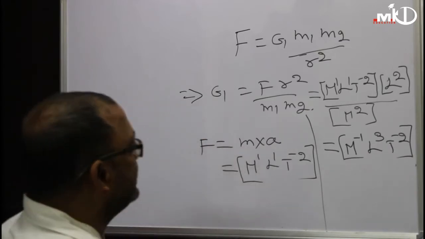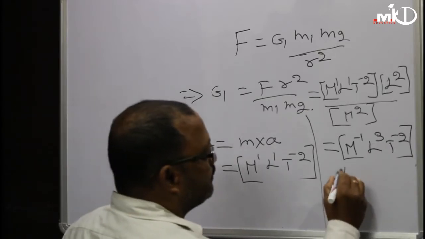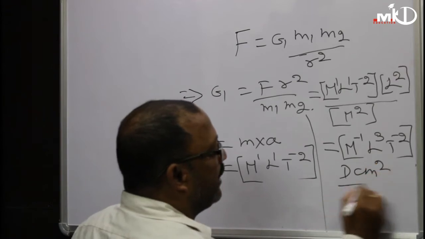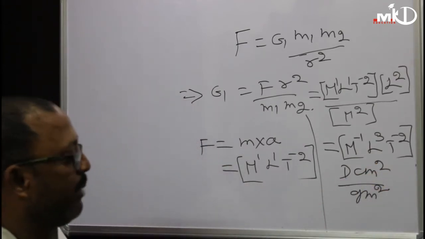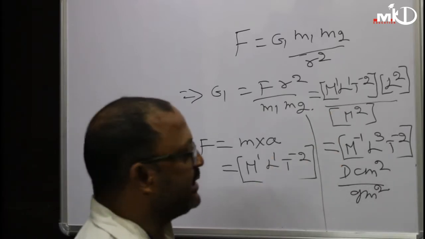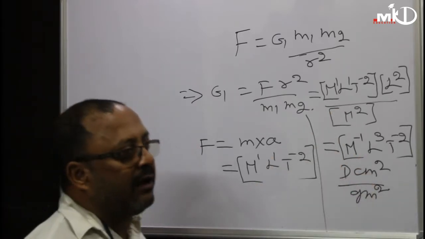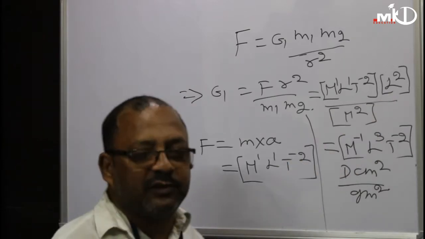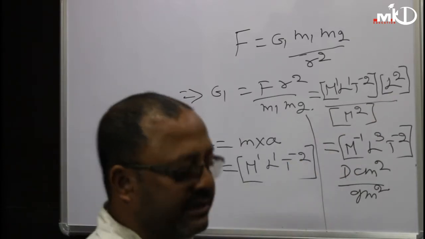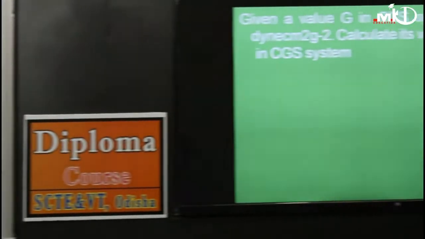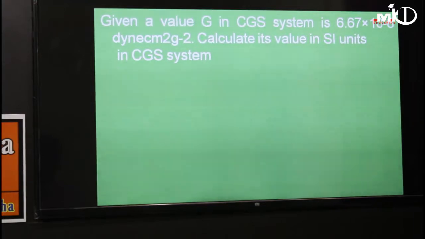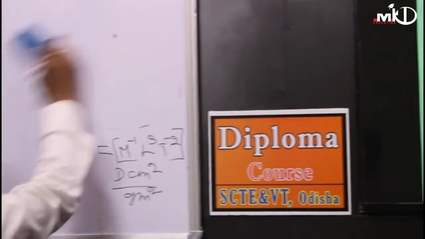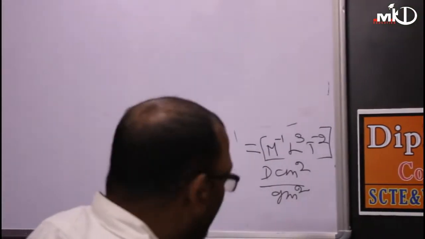And the CGS unit is dyne centimeter square by gram square. That is its unit in the CGS system. By applying this principle of homogeneity and using this dimension, now I am going to convert its CGS value 6.67 into 10 to the power minus 8 into the SI system. I have used these dimensions to convert its value from the CGS system to the SI system. Now I apply the principle of homogeneity.